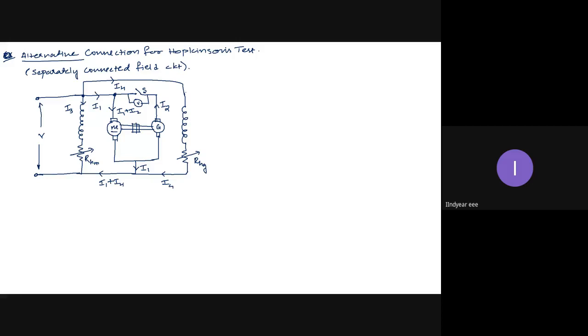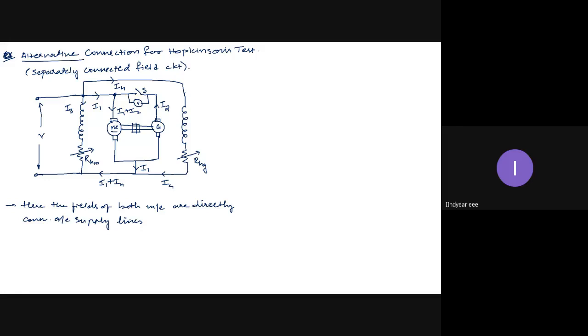So here the operation is the same. Here what you see, the fields of both machines are directly connected across the supply lines.